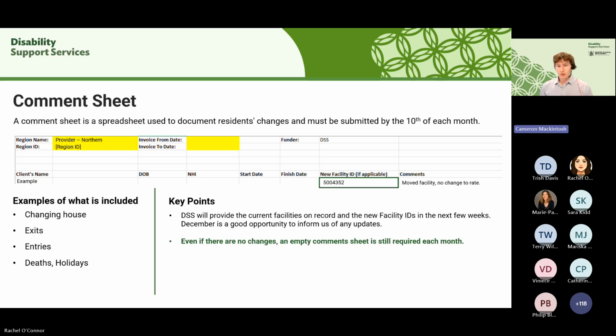One last important thing to note is even if there are no changes, an empty comment sheet is still required. The Sector Ops team has a tracking template, and this makes their life a lot easier if they're informed that there has been no change. So just something to keep in mind.